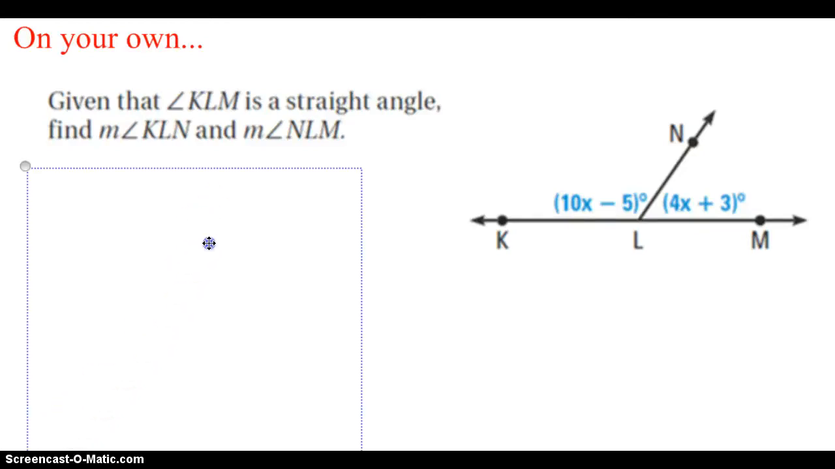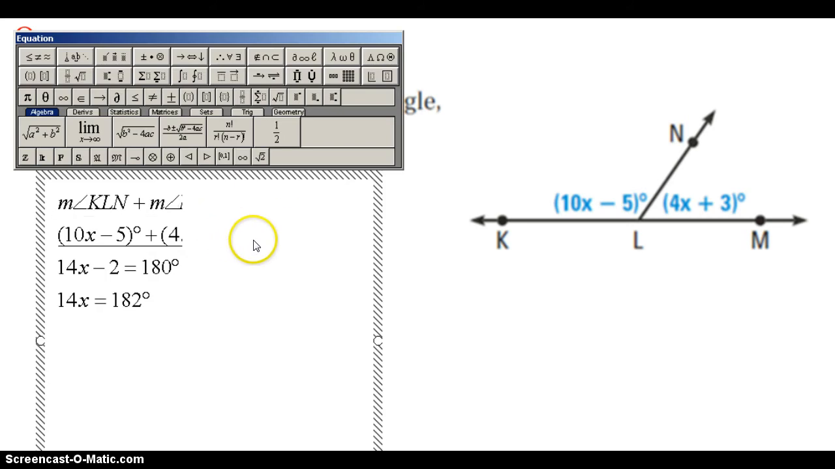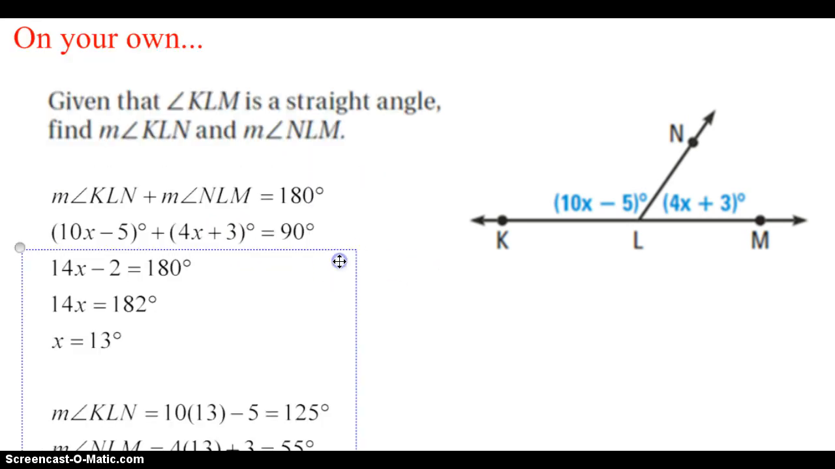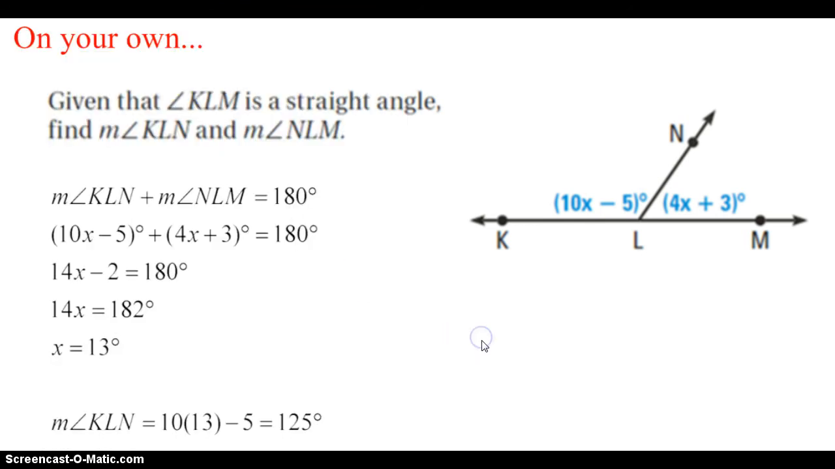Hopefully after pausing the video and coming back, you got that these two angles together, since it's a straight angle, equal 180 degrees. We're going to plug in our values. We're going to say that 10x minus 5 plus 4x plus 3 has to equal, I'm sorry, this should say 180 right here. And then I fixed it, so it's 14x minus 2, when you combine them, is 180. 14x equals 182. X is 13.